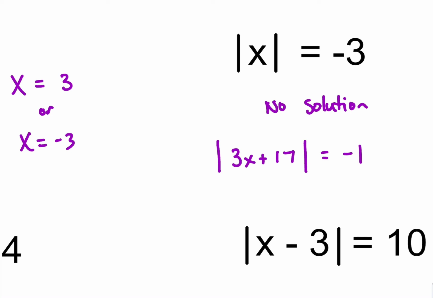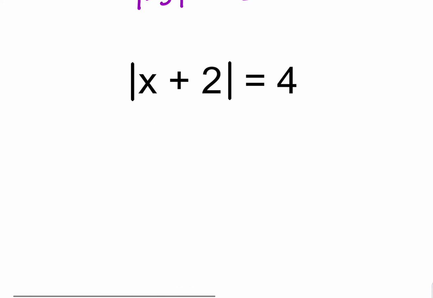Now, if I changed this to like -4 times the absolute value of that, this would have a solution because your first step would be divide by -4, but we'll get into some examples like that in a little bit.